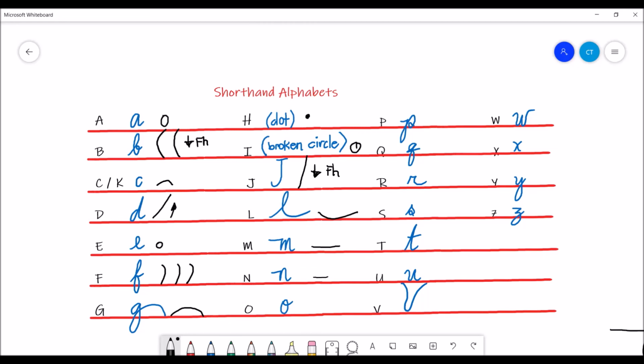Letter O, we remove the half part of letter O. So O now is written like that one. Half, okay? So it should be narrow.